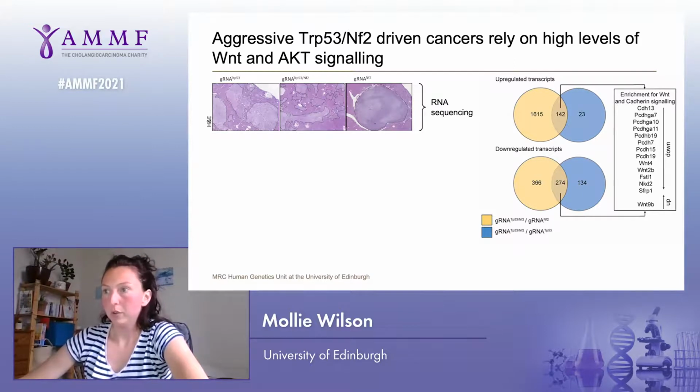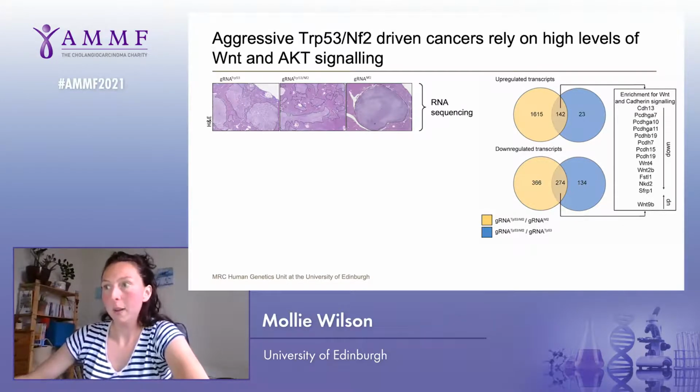We can also see here that there's a great number of protocadherins that were downregulated, and protocadherins have been shown to regulate Wnt signaling as well, by acting as tumour suppressors through inactivation of the tumorigenic Wnt signaling pathway. And also we have upregulation of Wnt9b, which is an activator of canonical Wnt beta-catenin signaling.